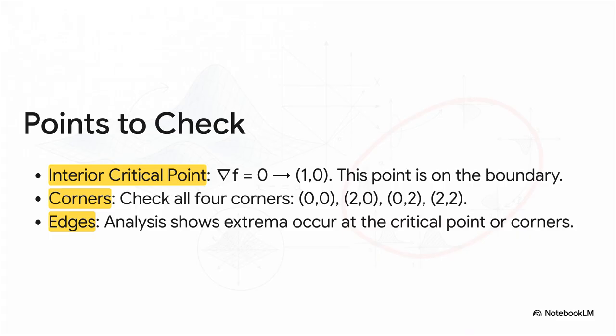Okay, step 1, check the inside. We take the gradient of our function, set it to 0, and that leads us to a single critical point at (1, 0). Now, here's a little catch. Notice this point isn't technically inside the square. It's right on the bottom edge, so it just automatically becomes part of our boundary check. Now, for the boundary itself, we have 4 edges and 4 corners. You could analyze each edge one by one, but for a simple shape like this, you'll find that all the important action happens either at that critical point we found or at the corners.